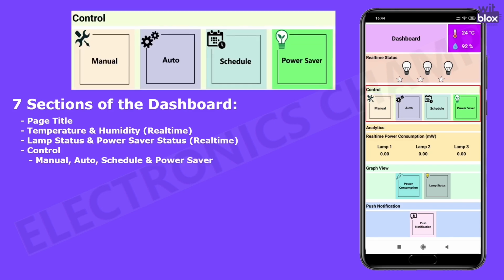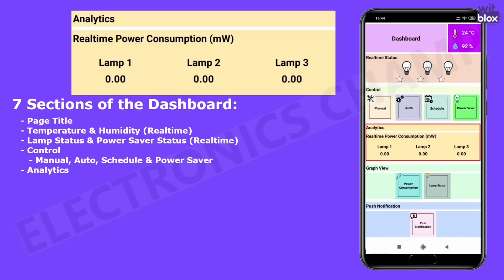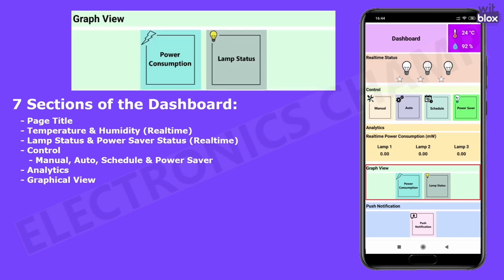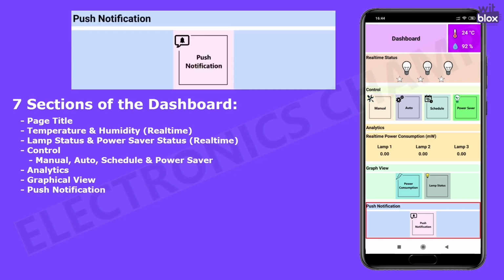The fourth section is the control section where the user can control the lamps in 3 different modes: manual, auto and schedule. In this section, the user can also enable or disable the power saver. The next section is the analytics section which shows the power consumption of lamps in real time. The sixth section is the reporting section that shows the power consumption and lamp status over a time period in graphical view. The last section is the push notification section where the user can choose to receive a text message to a designated number when the lamps turn on or off in the auto mode.